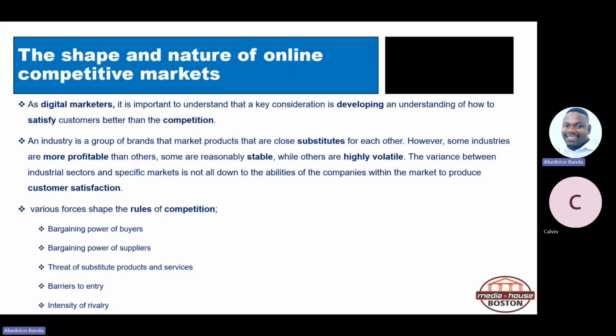So these are the various forces that shape the rules of competition, and you also call them Porter's five forces. When you are looking at competition, sometimes brands are not competing at all. It is the buyers that determine competition. The people who are buying are the ones who are actually shaping the nature of competition.